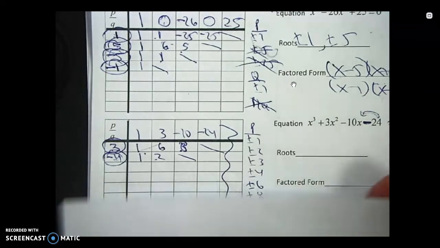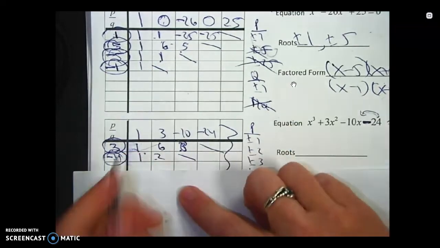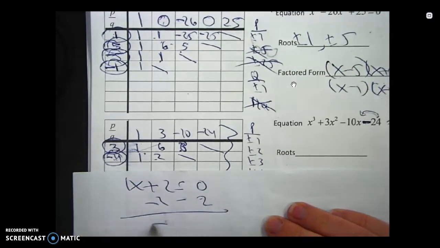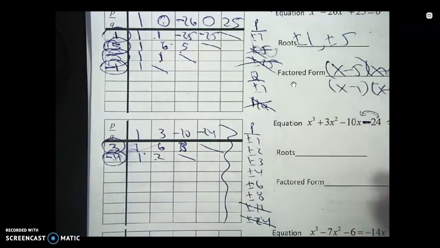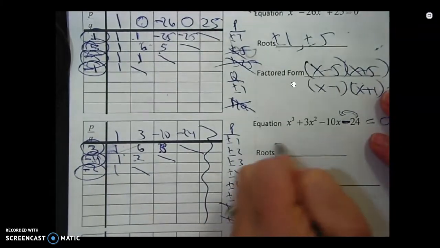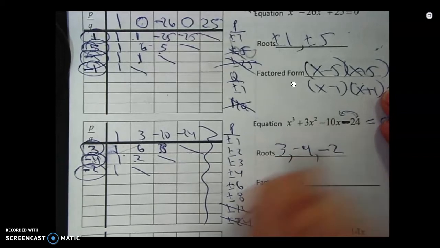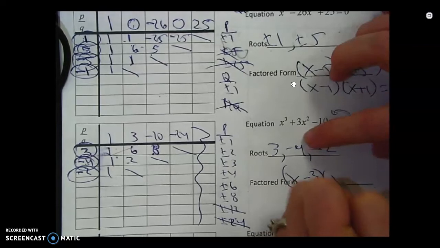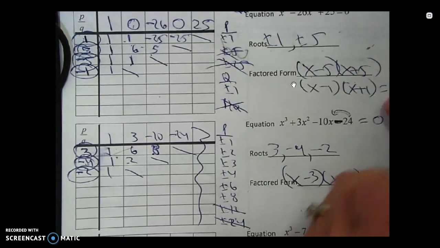I had 3. I found 2, so I have 1 left. Minus 2, the number's negative 2. If you don't want to do that, you'll keep doing the PQ. Oh my gosh, it works. 3, negative 4, negative 2. And then x minus 3, opposite, x plus 4, opposite, x plus 2 equals 0.